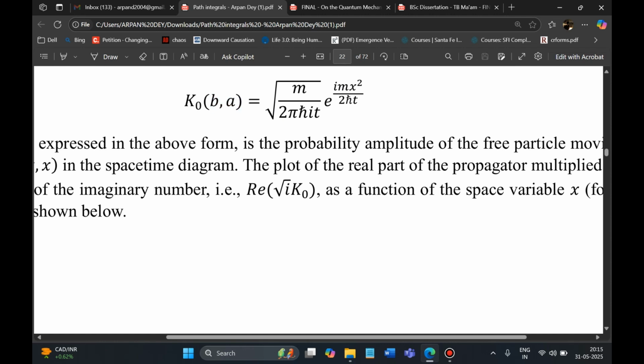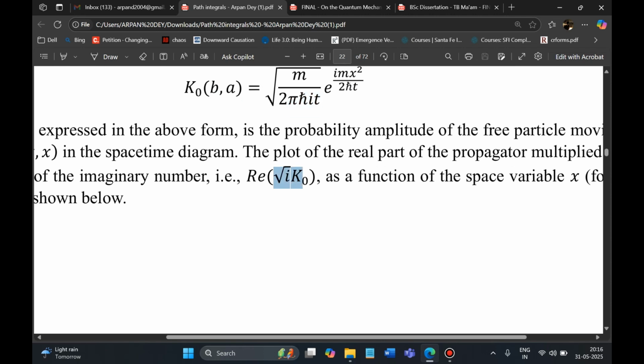Now we are interested in studying the behavior of this kernel as a function of position as well as time. To study the behavior, that means we are talking about the physical state of the system, so we should be dealing with real quantities. We should do away with all the imaginary part. So we have a square root of i in the denominator, so we should multiply this kernel with the square root of i. So that's what we have done.